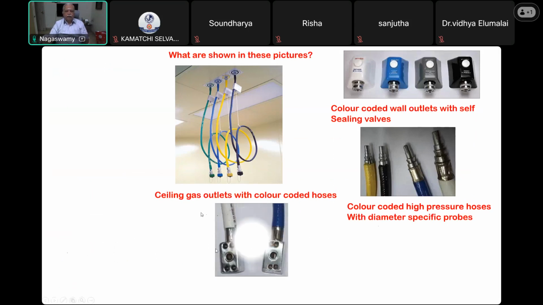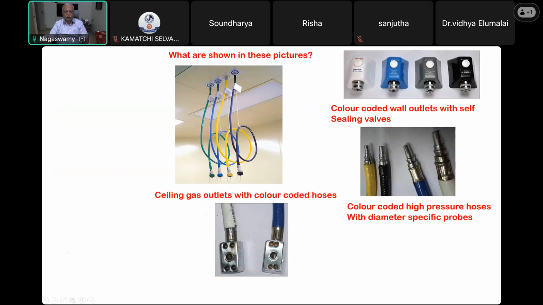Right? Then what is this? Pin index, color-coded, diameter index. Where does this portion go? To the machine. So this is the block which is attached to the machine to deliver the gases, and you have these blocks for which gases? Nitrous oxide and oxygen.